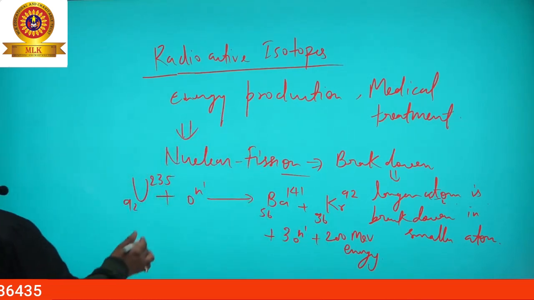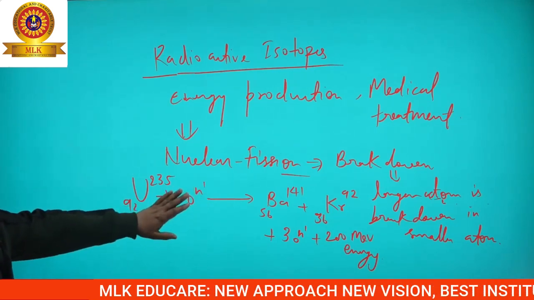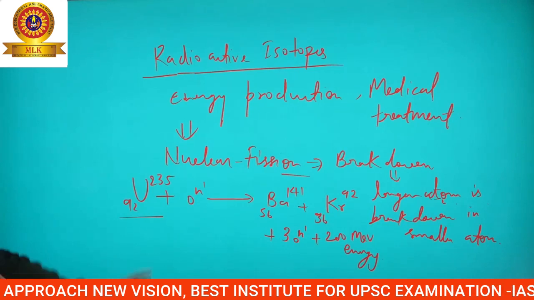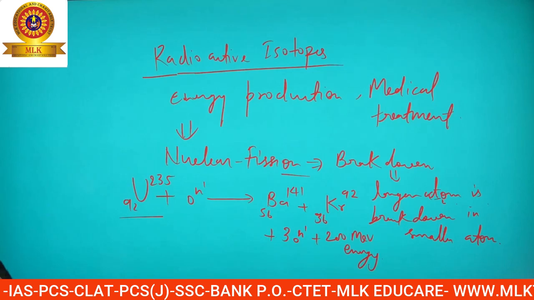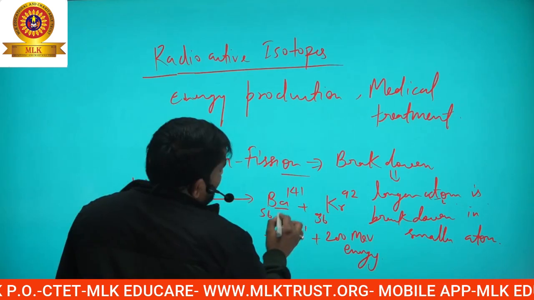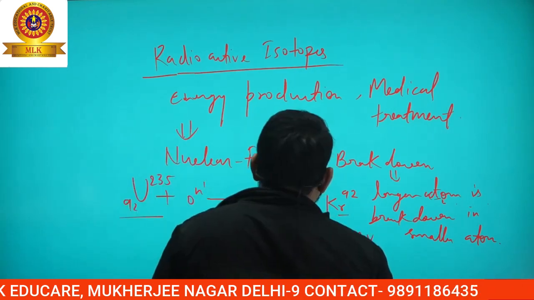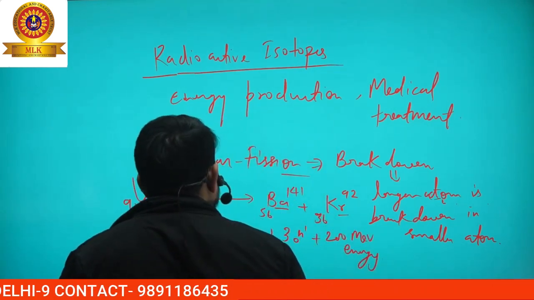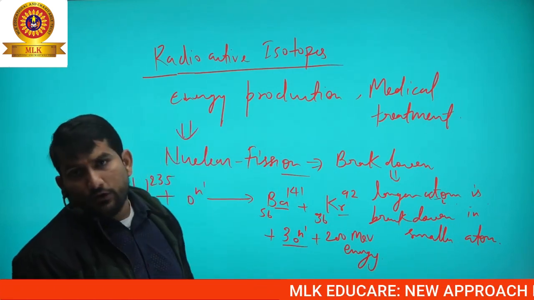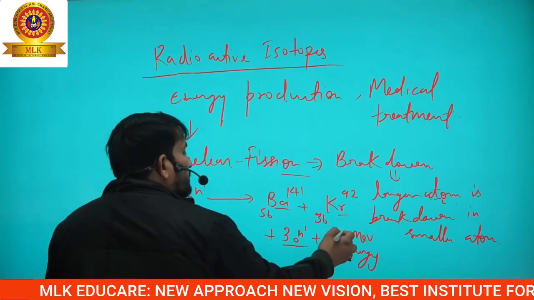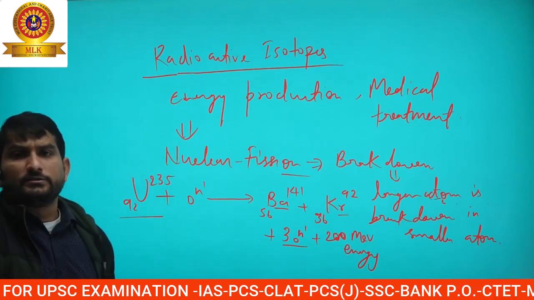Here is uranium 92 235, ठीक है, and neutron bombardment is done over the uranium 235. The uranium 235 is now converted into barium 56 141 and krypton 36 92, and three neutrons are also generated, ठीक है, which results in 200 मेगा इलेक्ट्रॉन वोल्ट एनर्जी, ठीक है.